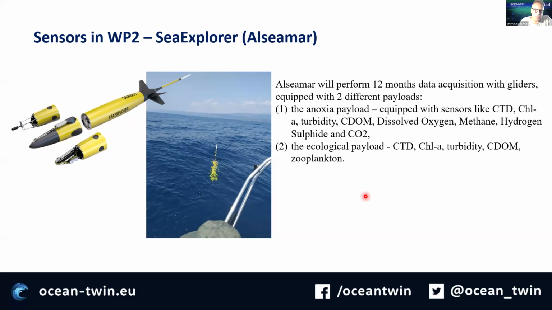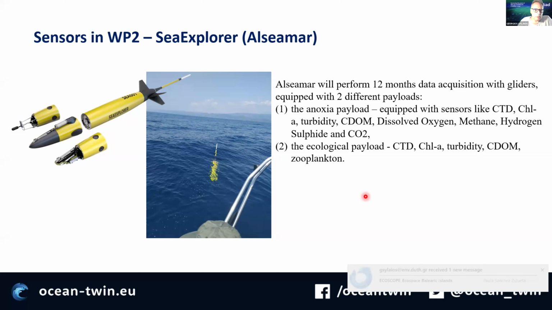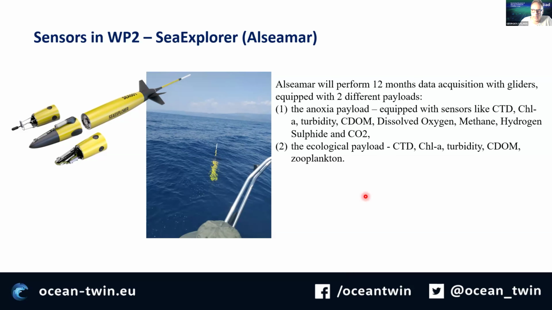And then we have the ecological payload: the CTD, the chlorophyll, the turbidity, and the CDOM. And for the first time, we tested a UVP6 camera, which has the capacity to record the zooplankton abundance and diversity. So for the first time, we in Iliad, and this is an analysis that we have completed for the Thracian Sea, have observed the zooplankton diversity and the abundance in the Thracian Sea at various levels.